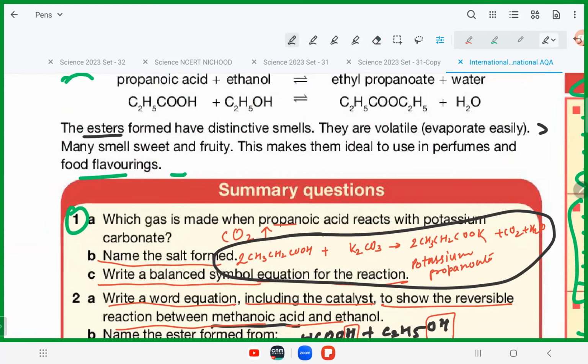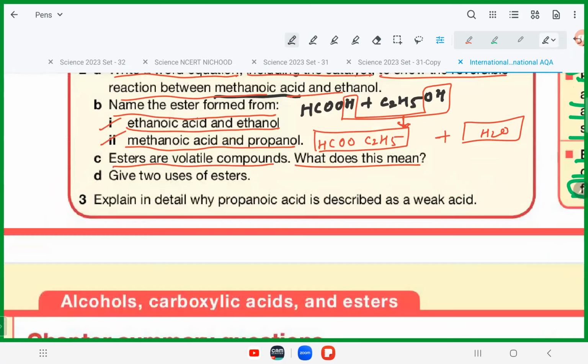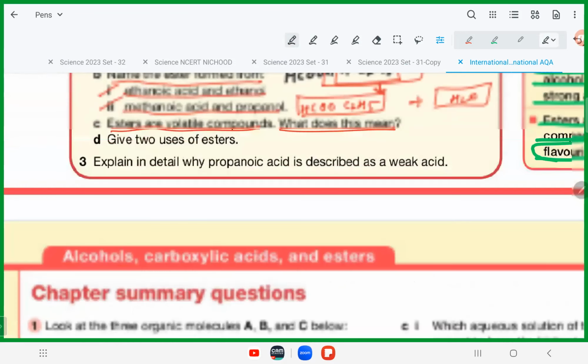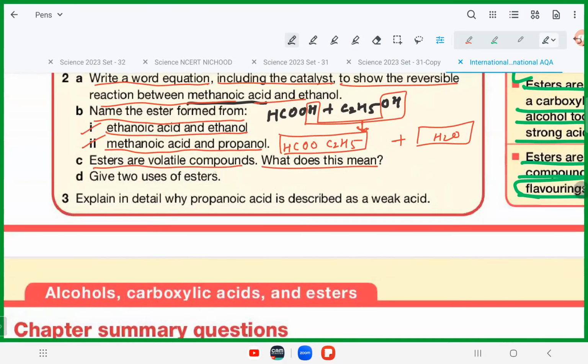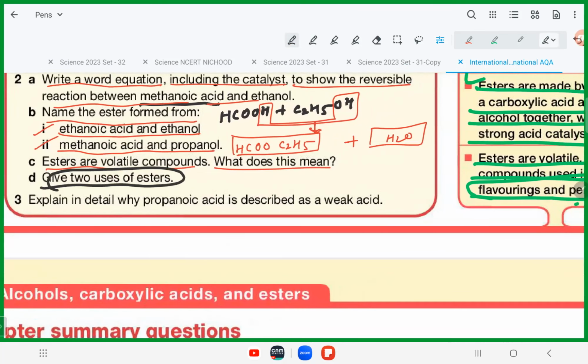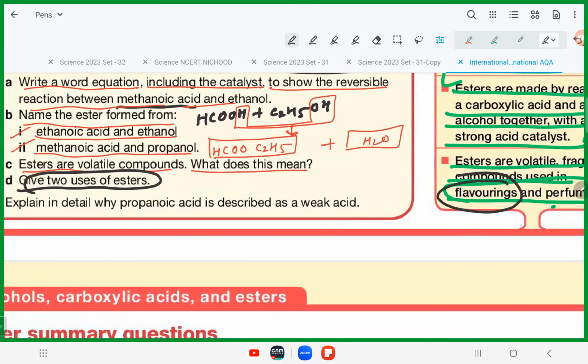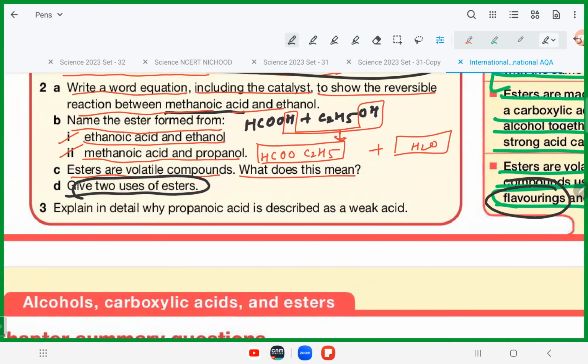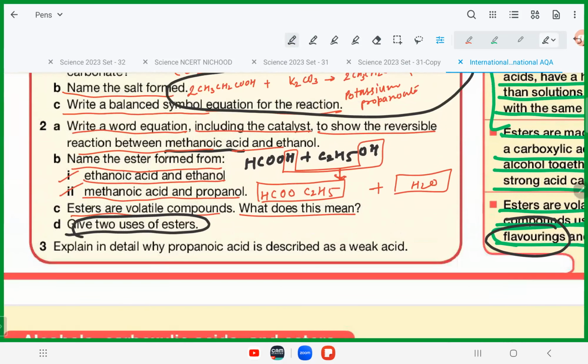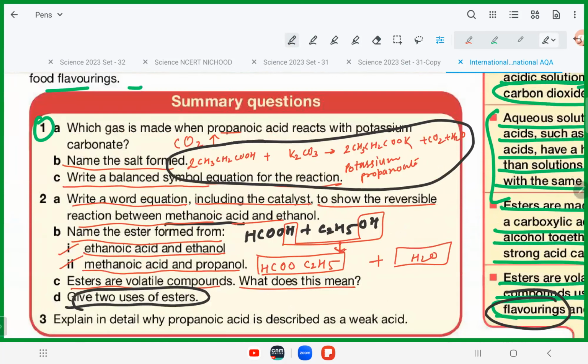Now go to the next one. Give two uses of esters. Can you tell me what are the two uses of esters? Perfume and flavoring agent. You can read out here. This makes ideal use in perfumes and food flavorings, right?